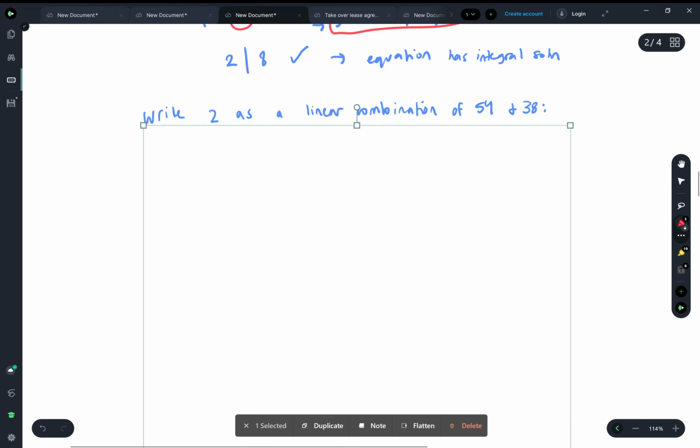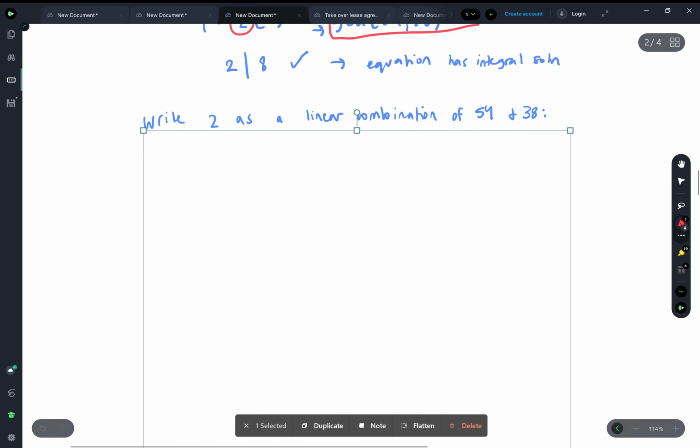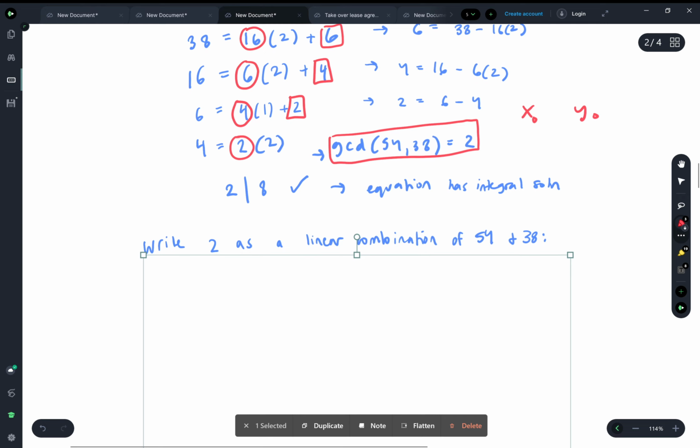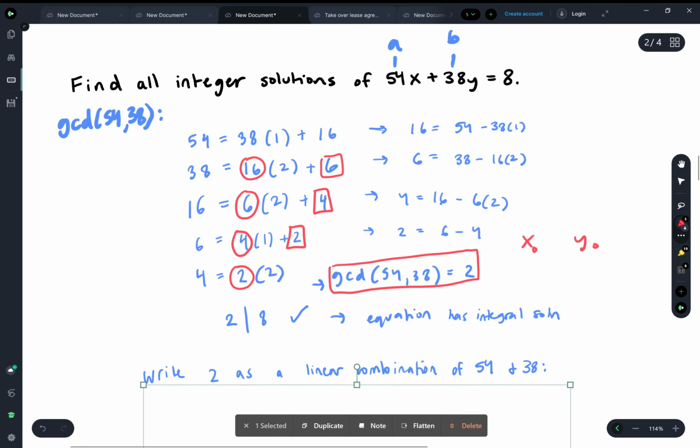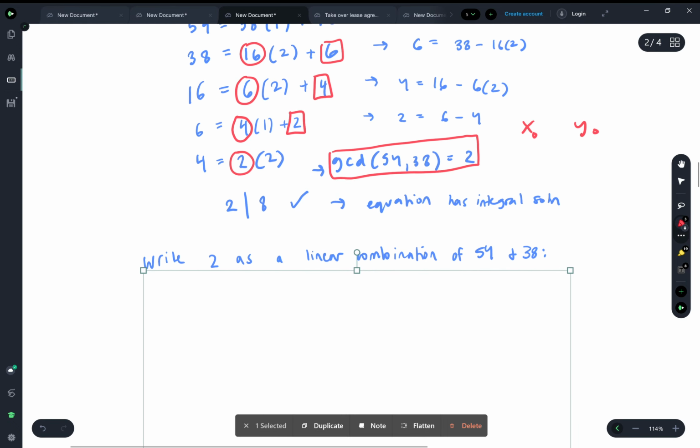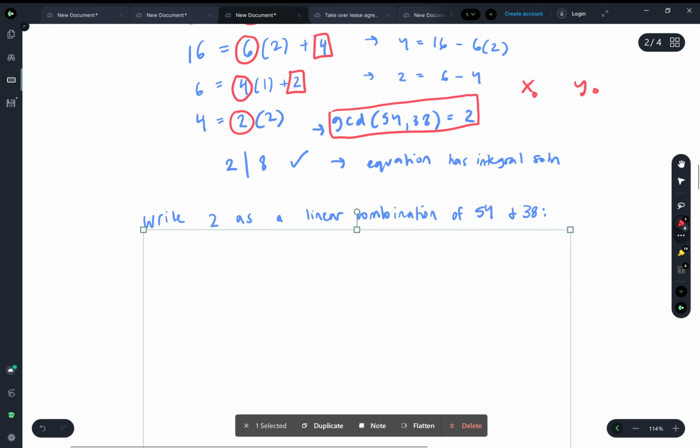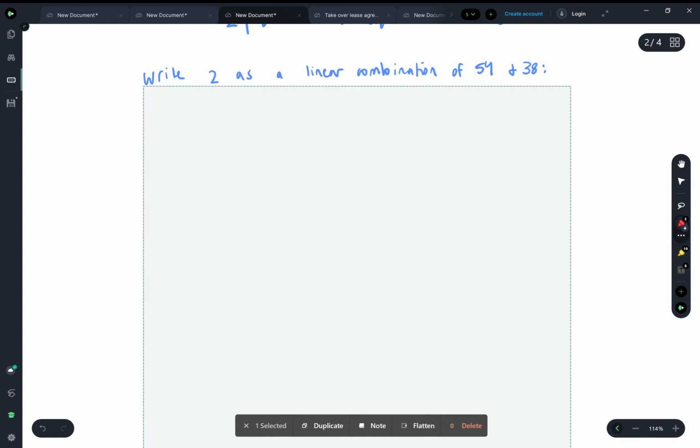So we have to write 2 as a linear combination of 54 and 38. We want to write this GCD, 2, as a linear combination of a and b to mimic the Diophantine equation. To do that, we start off with 2.